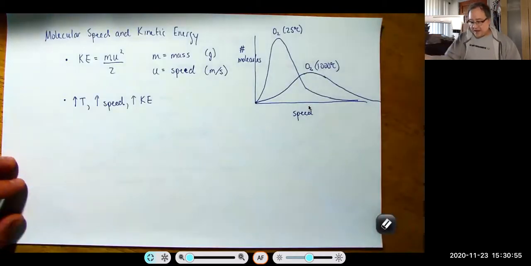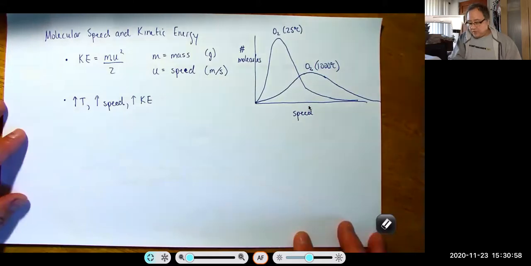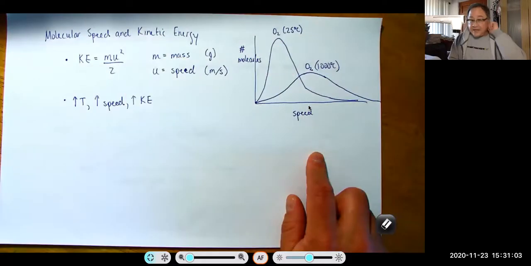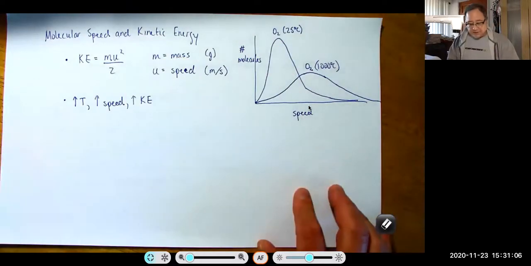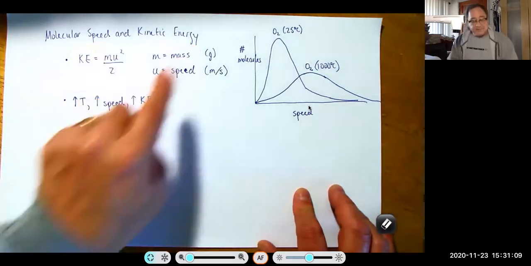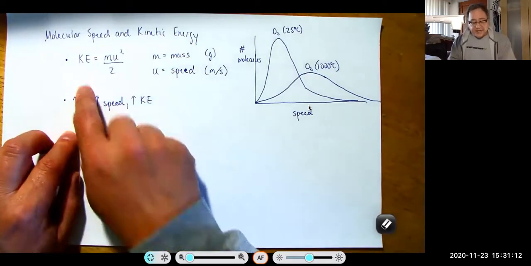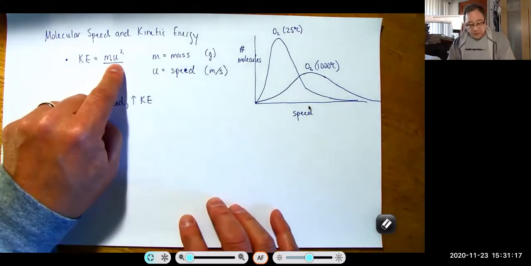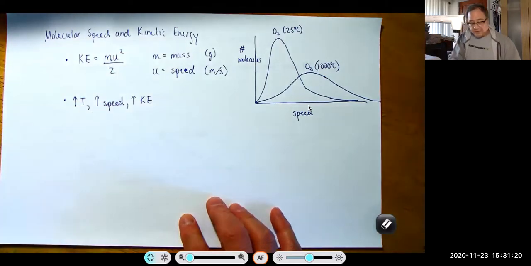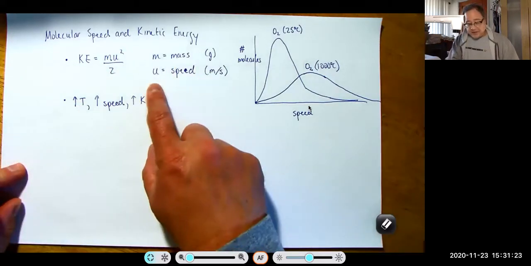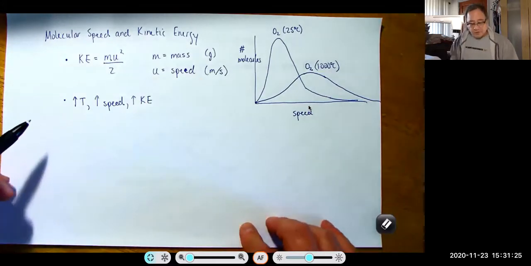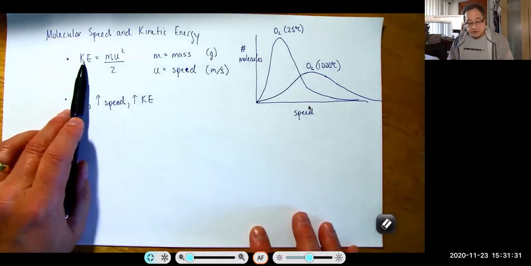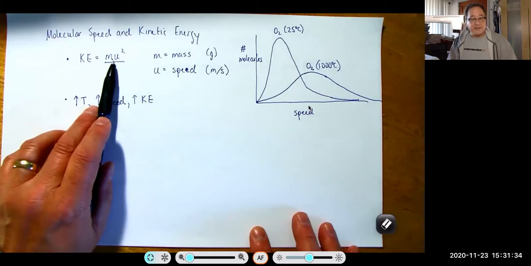Let's take a look at that temperature idea for two molecules of O2 at different temps. So we're looking at the kinetic energy and the temperature relationship, molecular speed and kinetic energy. Here we have this formula that says kinetic energy, KE, is equal to the mass times the speed or velocity squared over 2. So m is the mass in grams and u is the speed in meters per second. We would say that the kinetic energy is proportional to the mass, and the kinetic energy is proportional to the square of the molecular speed.